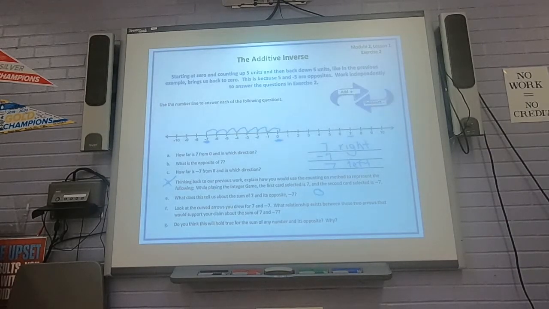All right, look at the curved arrows you drew for 7 and -7. What relationship exists? So what they're looking for is it's the same length. So you have the same length. And we're going to quit making little loops. We're just going to make it one straight line. Do you think this will hold true for the sum of any numbers opposite? Yes. And the reason why is because they have the same absolute value.